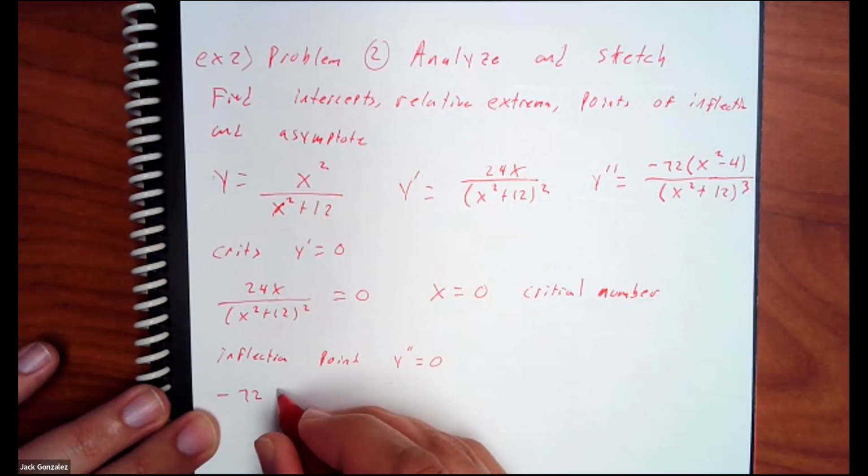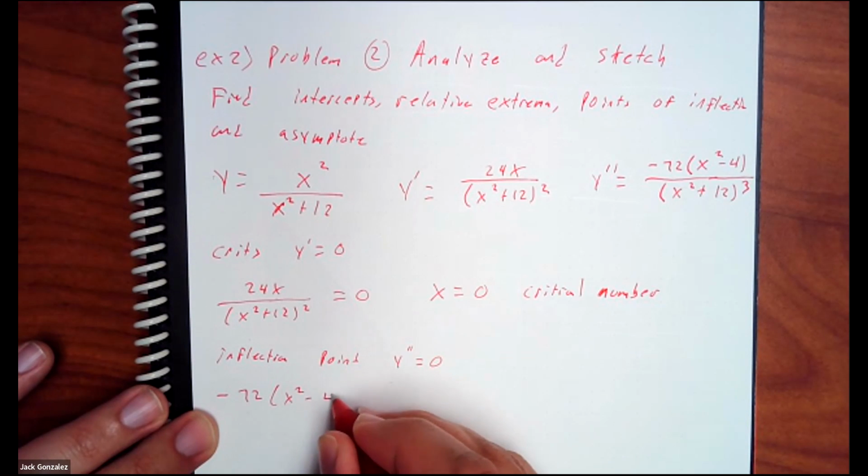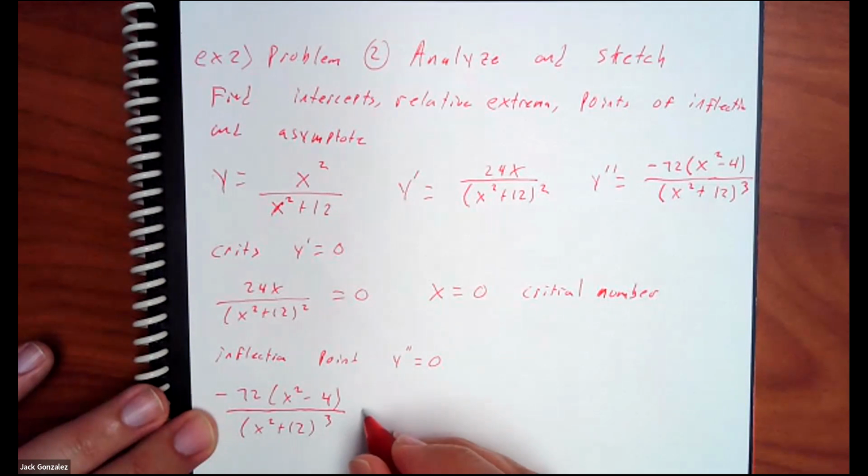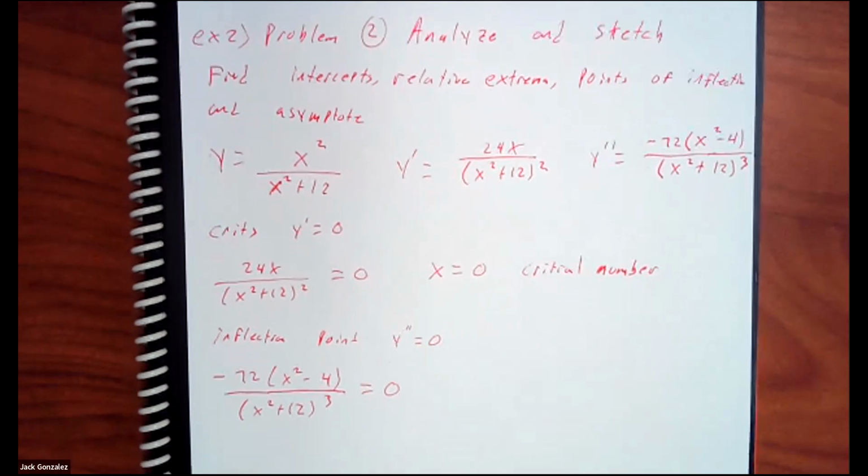So negative 72 x squared minus 4 over x squared plus 12 cubed. Oh, I did mention, well, this is a while ago, but at the beginning of chapter 4, I did say if you take a derivative and suddenly there's a new value that's undefined, but it used to be defined in the original, then that's a critical. So that could be where the denominator matters.